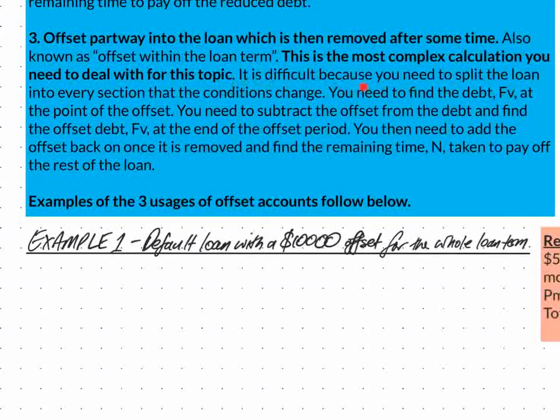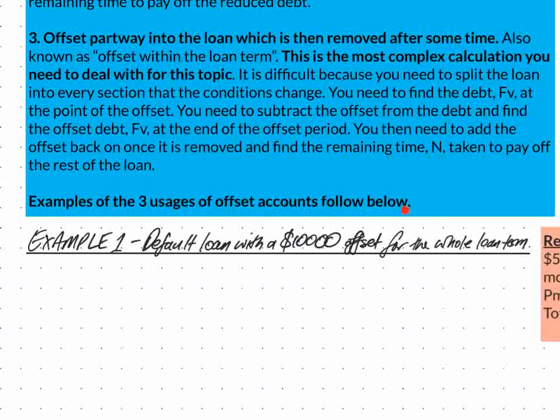Why is it difficult? It's because you need to split the loan into every section that the conditions change. You need to find the debt, FV, when you pay the offset in. You also need to subtract the offset from the debt and find the offset debt, FV, at the end of the offset period. So whenever you take the money out of the offset account again, you need to work out the FV, how much you owe the bank at the end of that point in time. And then lastly, you need to then add the offset back on once you've removed it from the account, because you're losing that debt reducing effect of the offset if you take it out of the offset account. And then you find the remaining time N taken to pay off the rest of the loan.